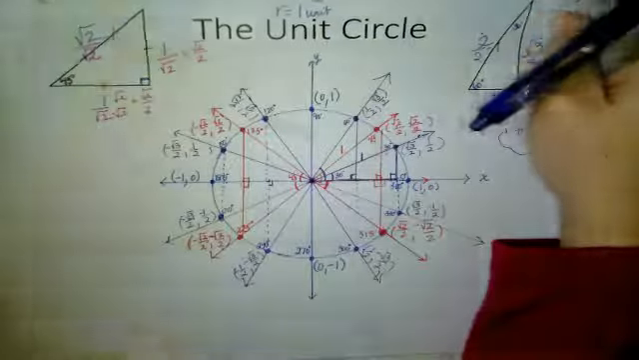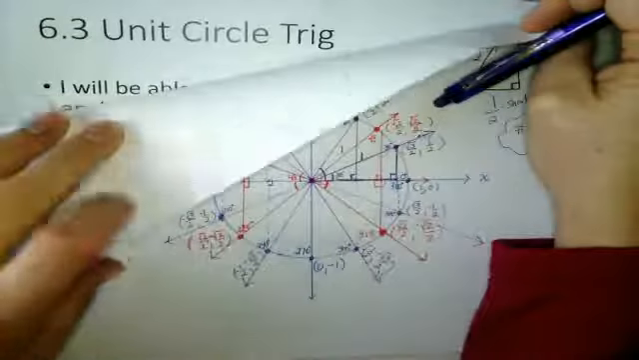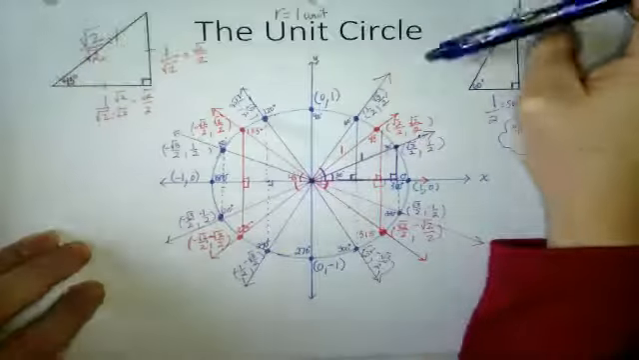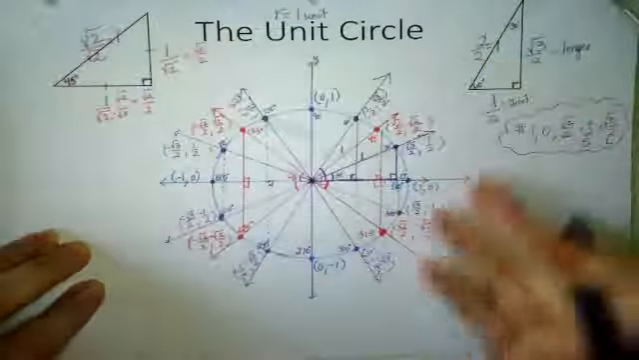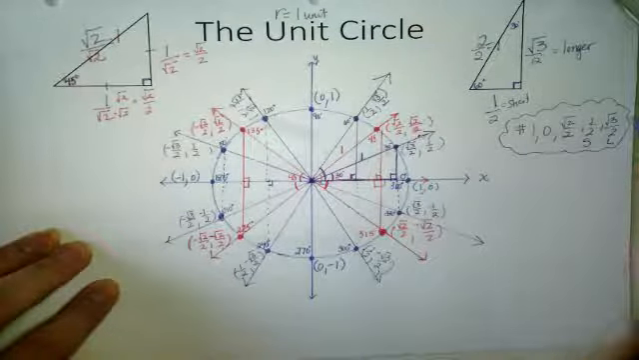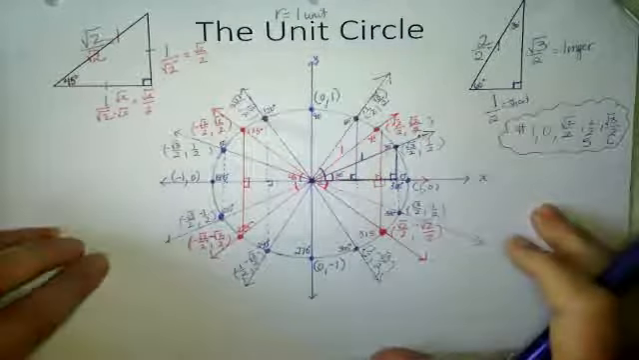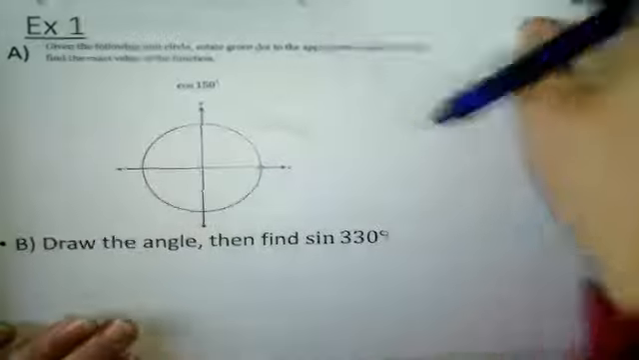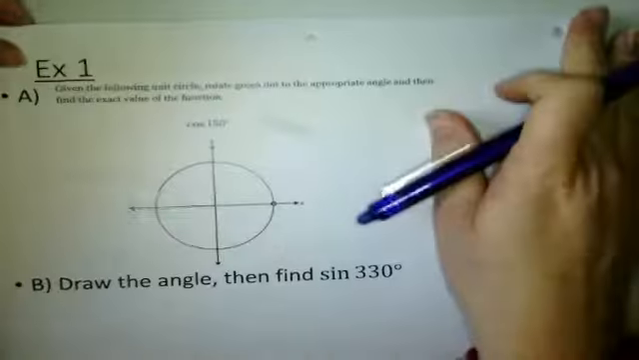All right, this is part 2 of our unit lesson 6.3. So now we have this beautiful unit circle. And again, there's really only 5 numbers to remember. And if you can remember those numbers, then you're golden. So let's figure out how we use the unit circle.